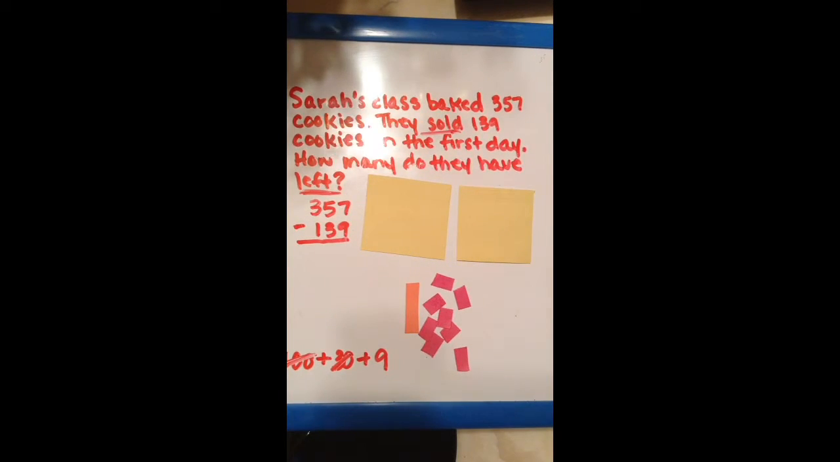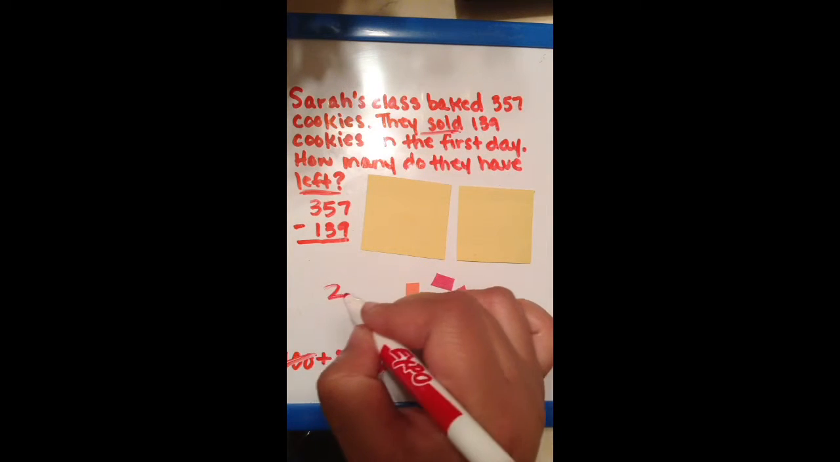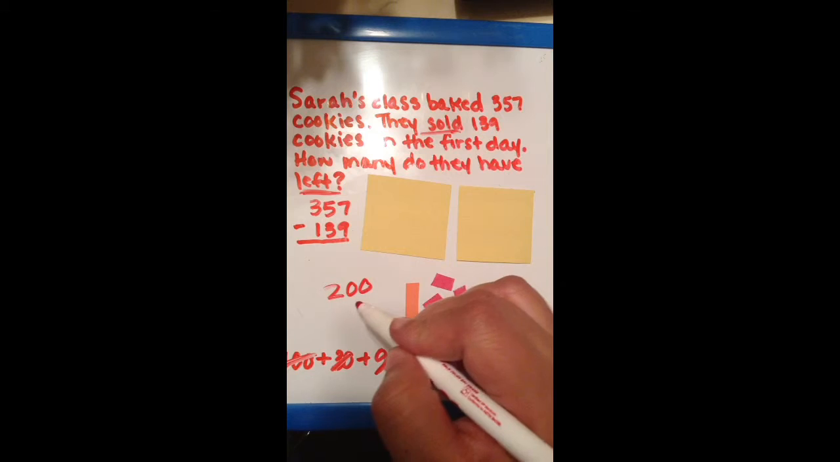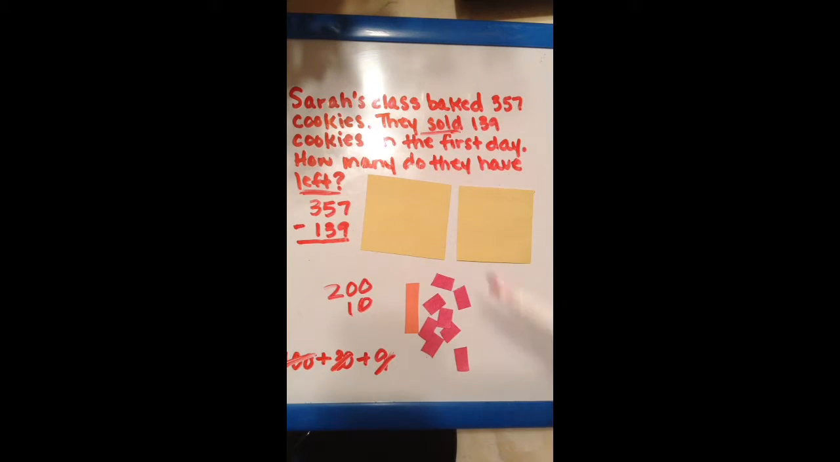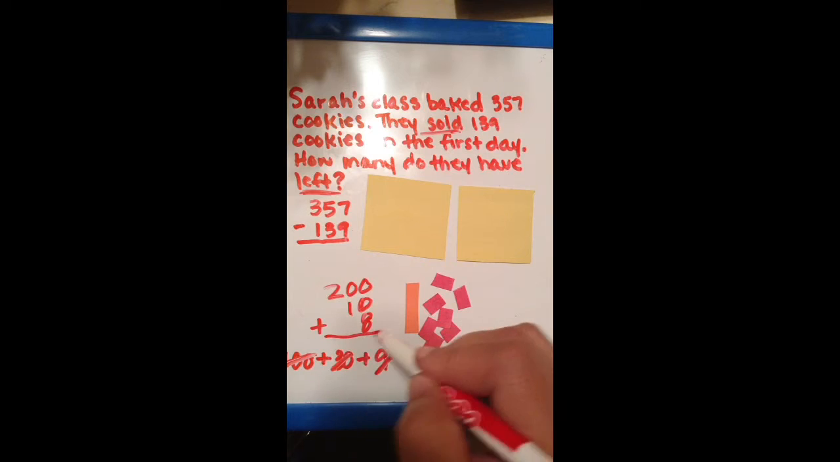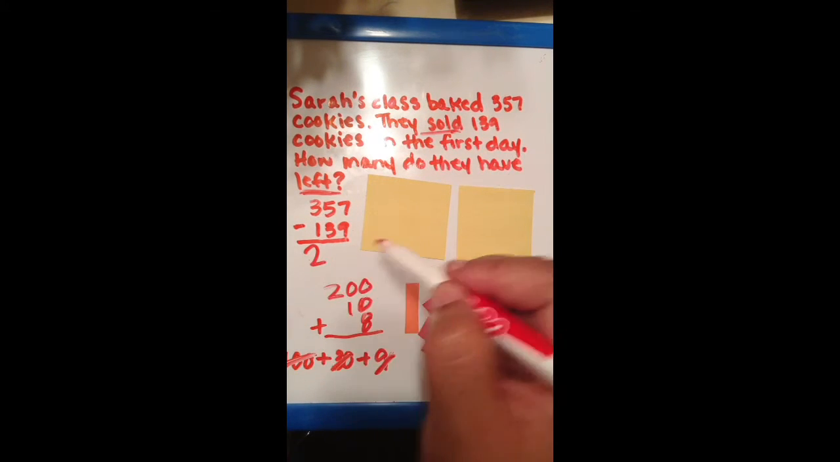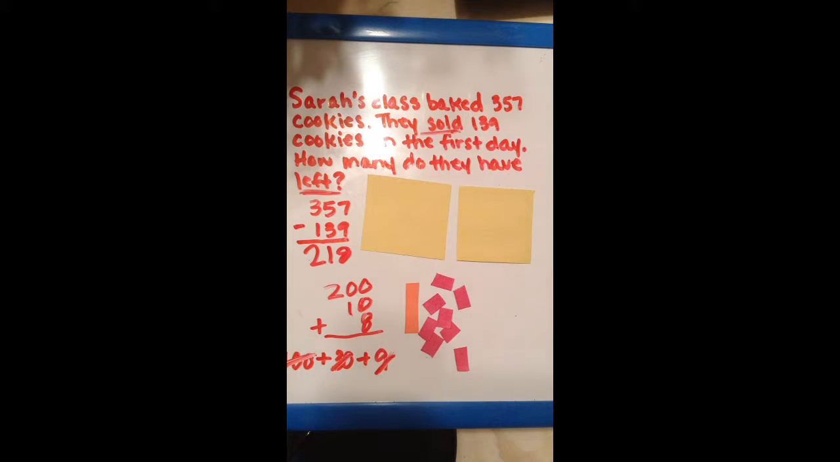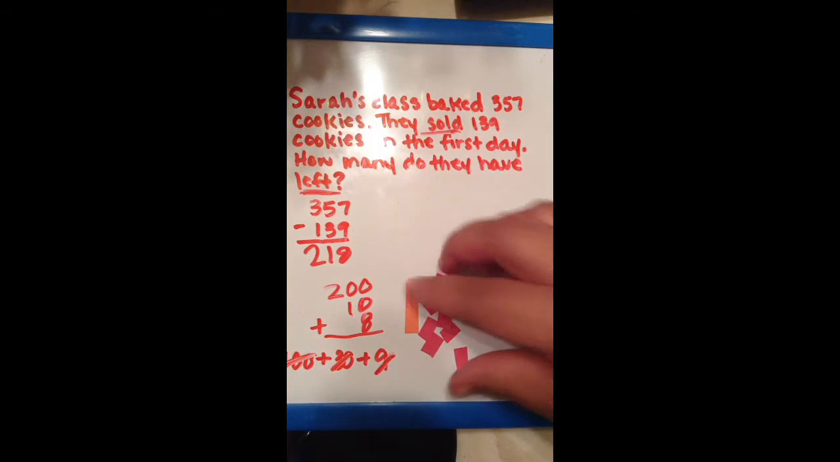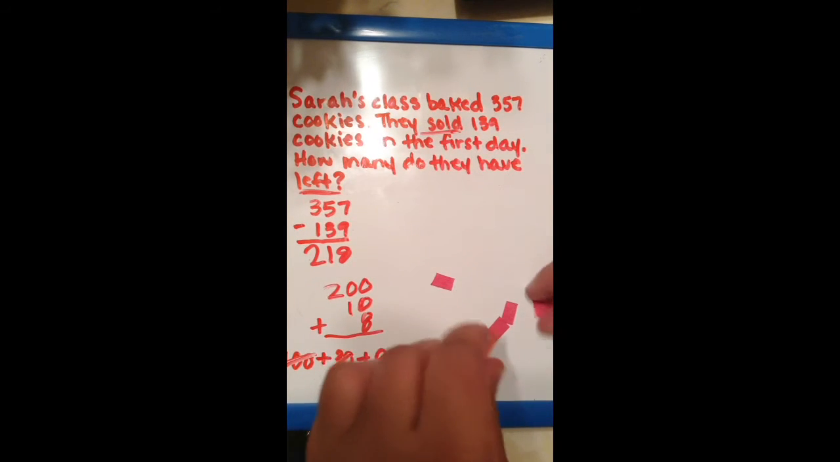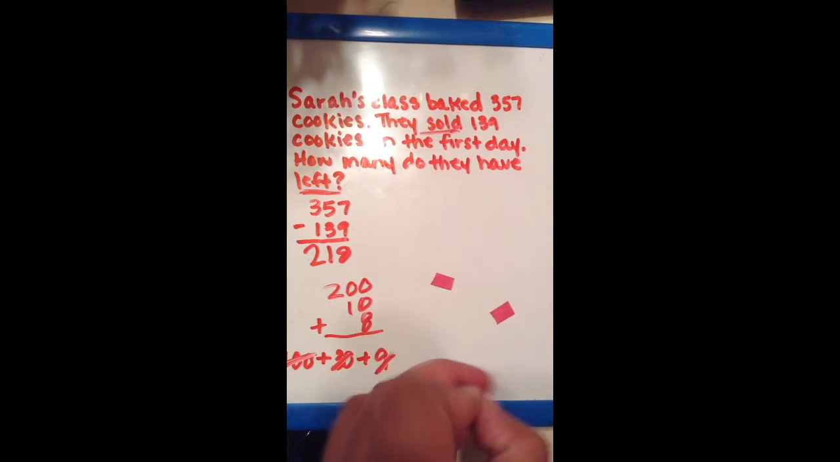So now we can just count the blocks that we have left. So we see that we have 2 100s, and let's write 2 right here. We have 1 10 left, so let's write that 10. And let's count our units. 1, 2, 3, 4, 5, 6, 7, 8. So our answer is 218. So that was pretty easy, really easy using those base 10 blocks.